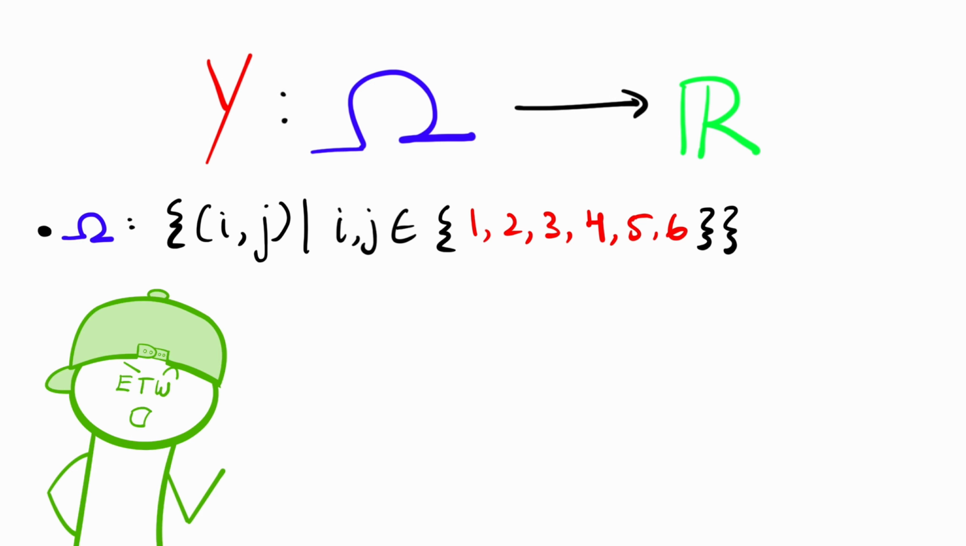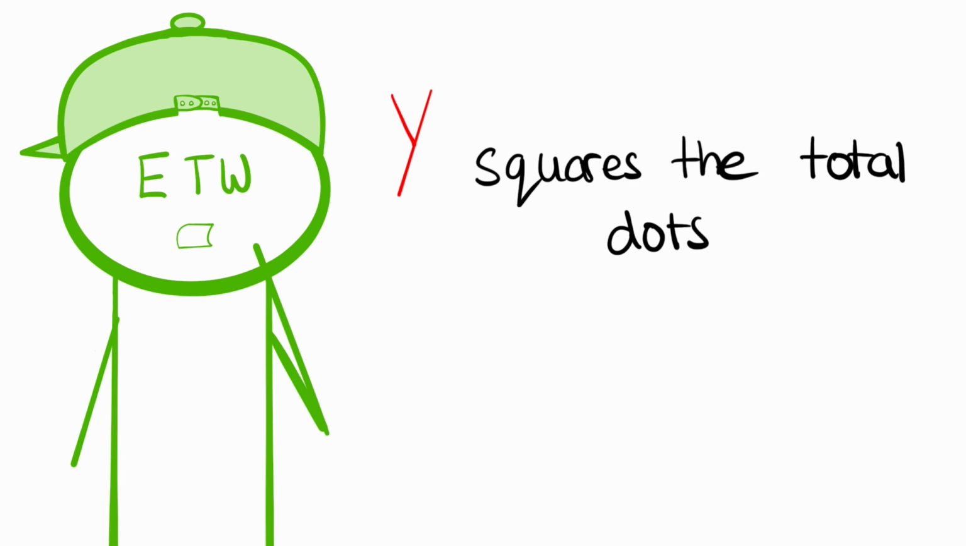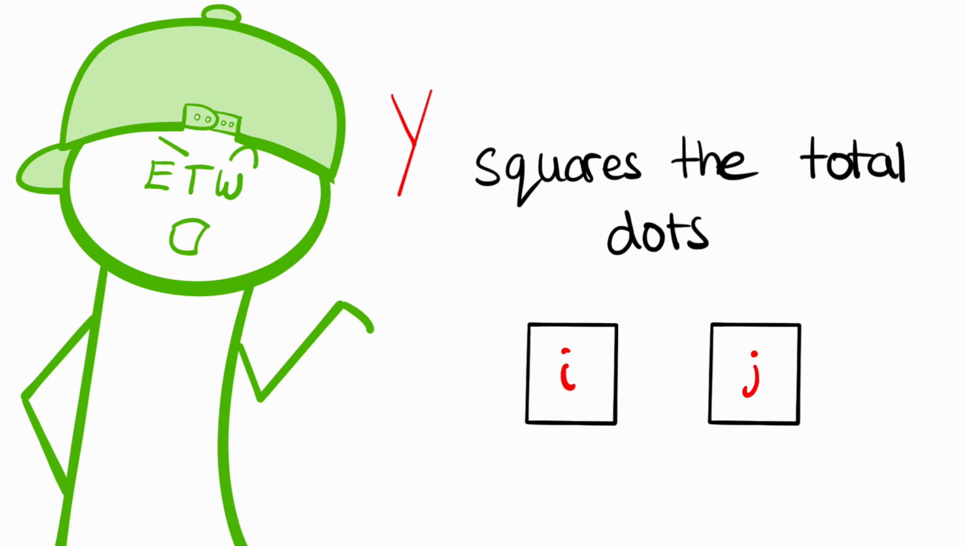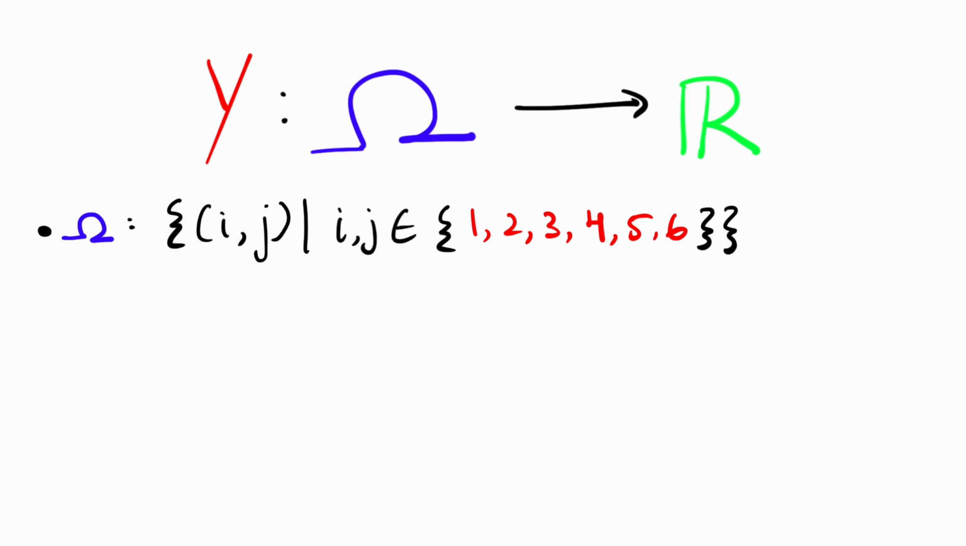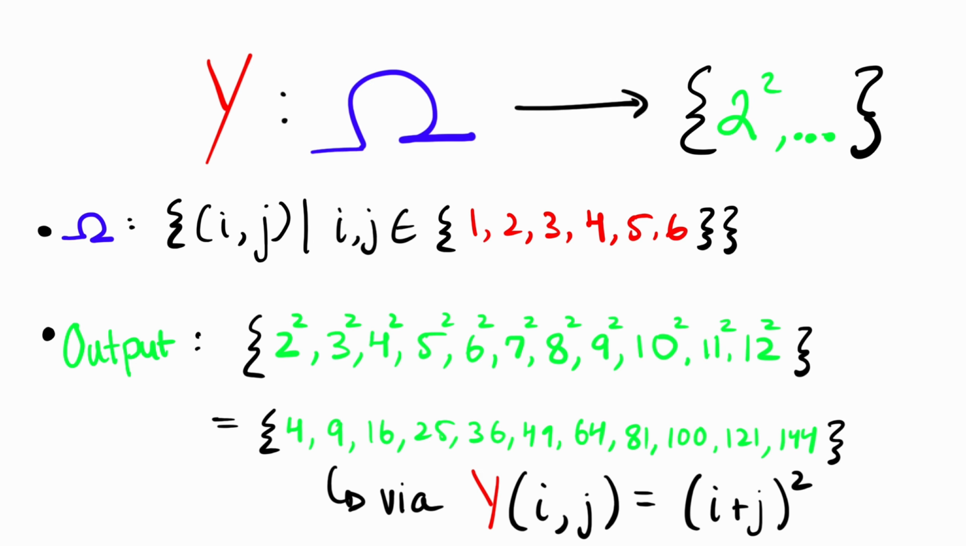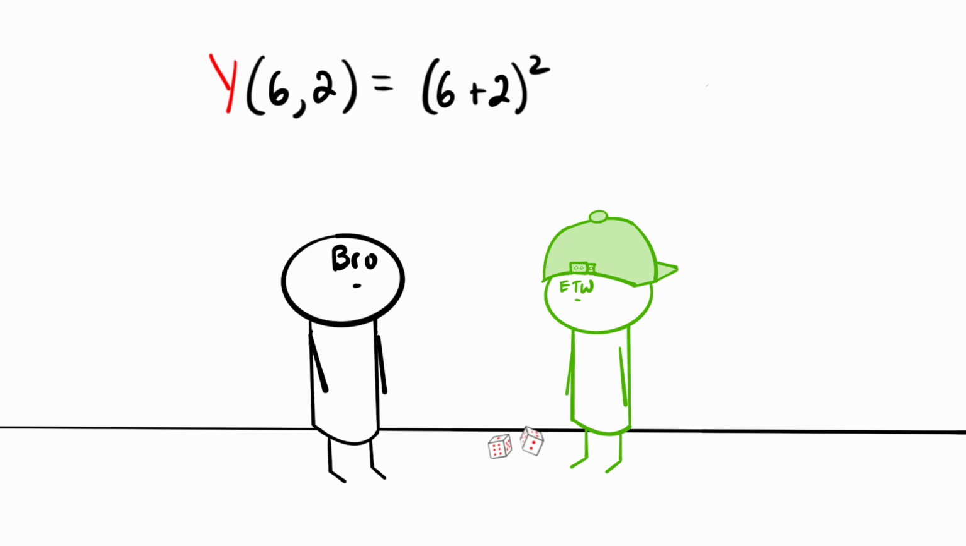Next, we think about what we output. It says in the question that Y squares the total dots. So what are the total dots? That's just adding the 2 numbers we get, i plus j, where i and j can be any number between 1 and 6. Then we just square it. So the actual output set is the numbers we plug into this equation. For 2 dice rolls, the possible outcomes according to this equation are this set. And there you go. Okay, so I want to actually test this out. Do me a favor and roll these 2 dice for me, bro. Congratulations, you get a 64.